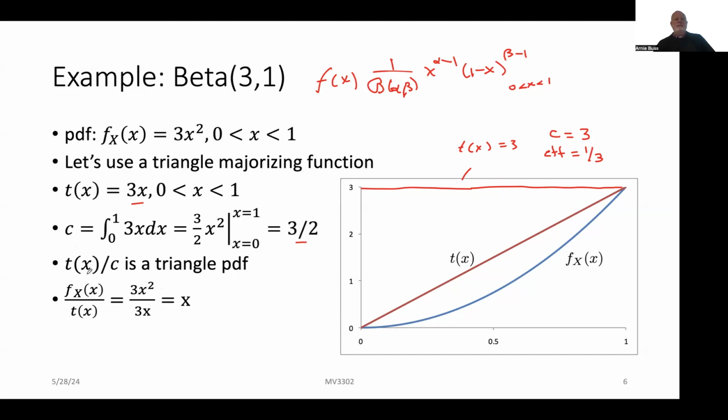Now, if I divide by that, then I have a triangle PDF. Now here's where you have to keep things a little straight. So this is going to be a triangle PDF, and it's going to be 2 times x. But then what I want to do is that when I do the ratio of the PDF to the majorizing function, I go back to the original form. So I have 3x squared over 3x, and it's simply x.